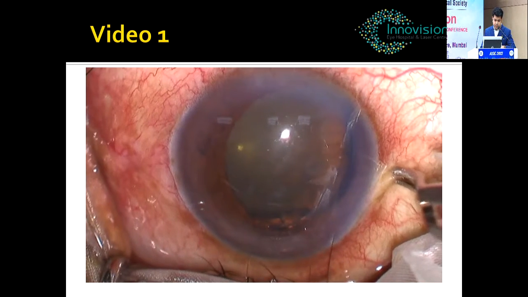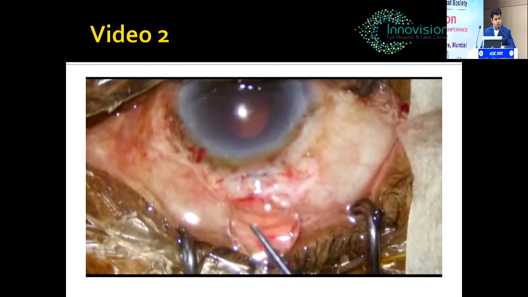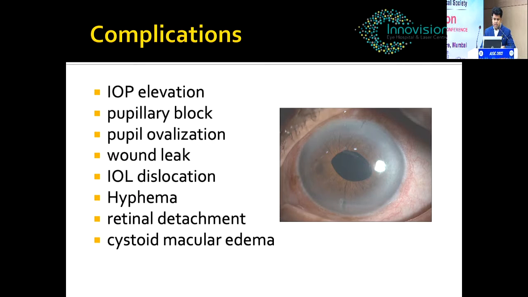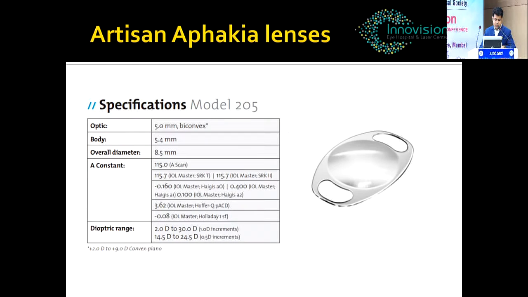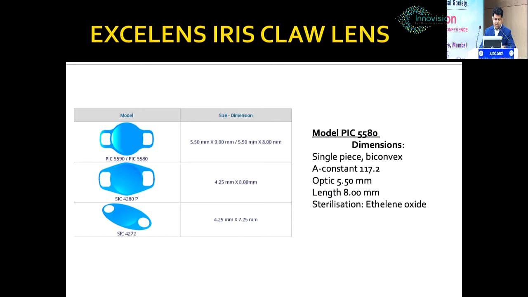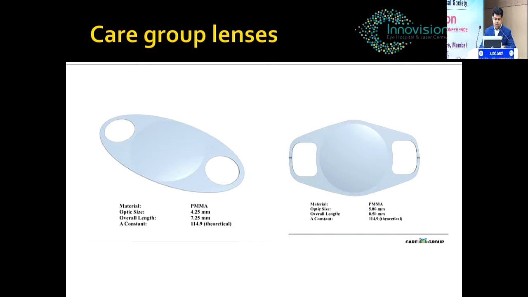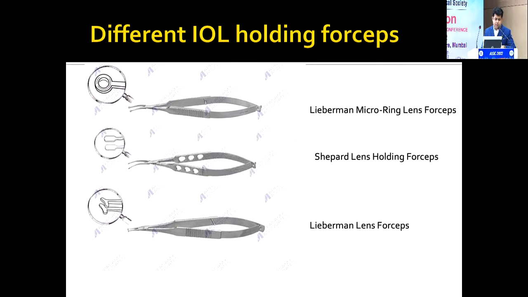I'll go to the next slide because we are short of time. These are a few of the lenses that are available in the market, and these are a few of the IOL holding forceps. I use the Lieberman forceps from Appasamy, the T forceps.